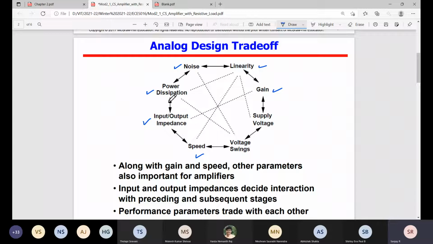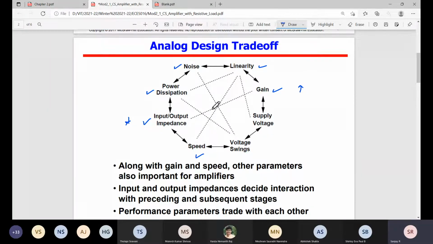We cannot always get a high gain. Sometimes with high gain, power dissipation may be high, or input impedance must be low. So we cannot say one parameter should dominate another. There should be a trade-off between the parameters. We want moderate gain with moderate or low noise. Increasing one parameter to increase the gain will affect the other parameters, so we should target the optimum performance.